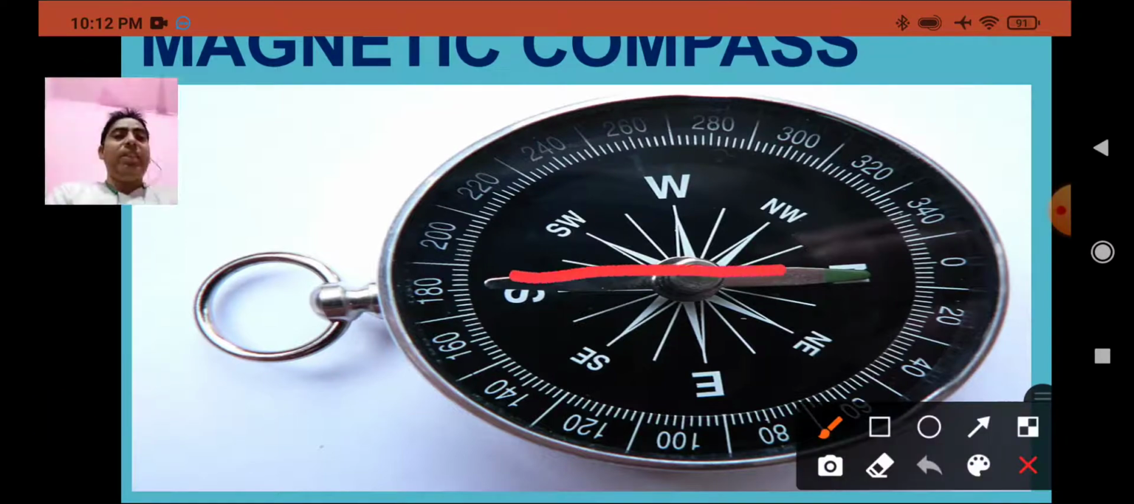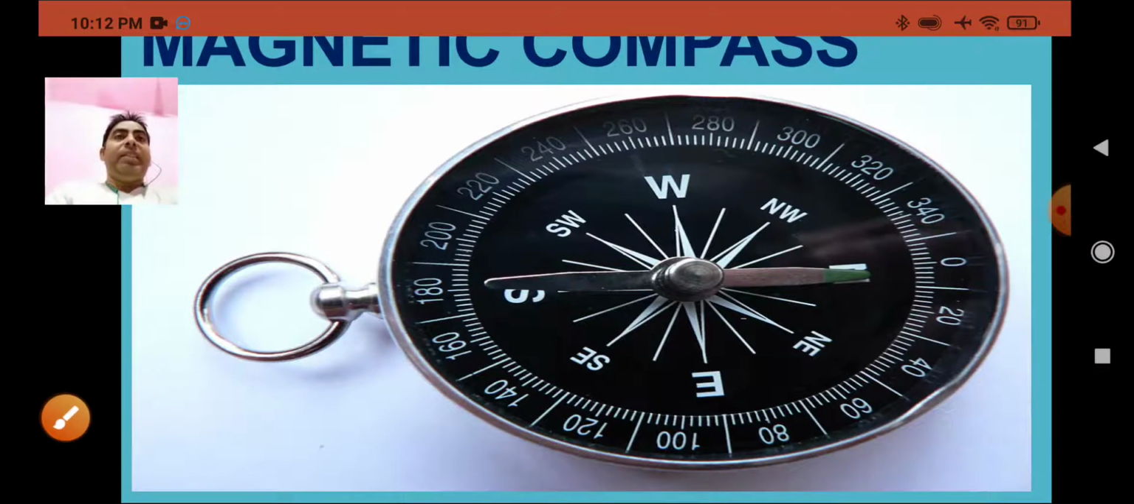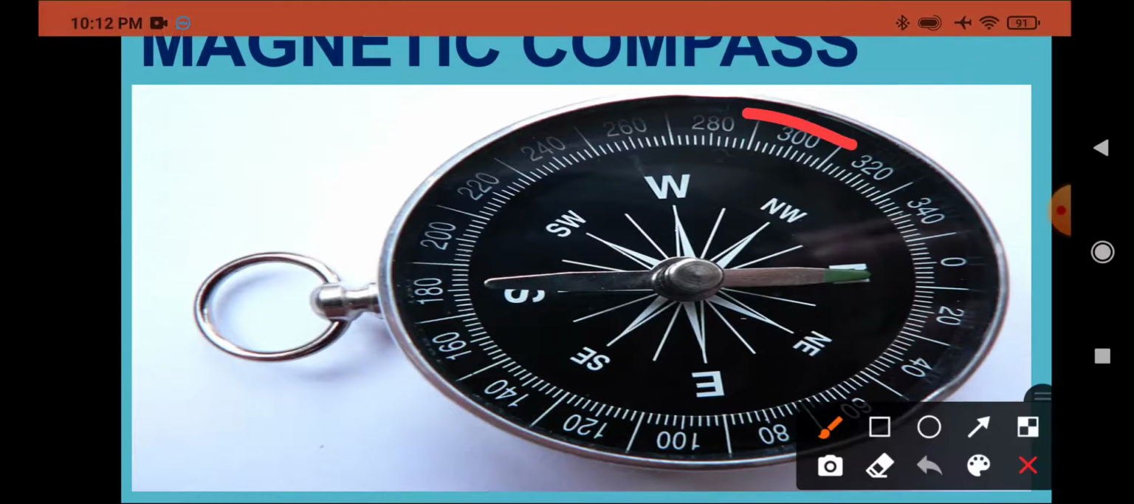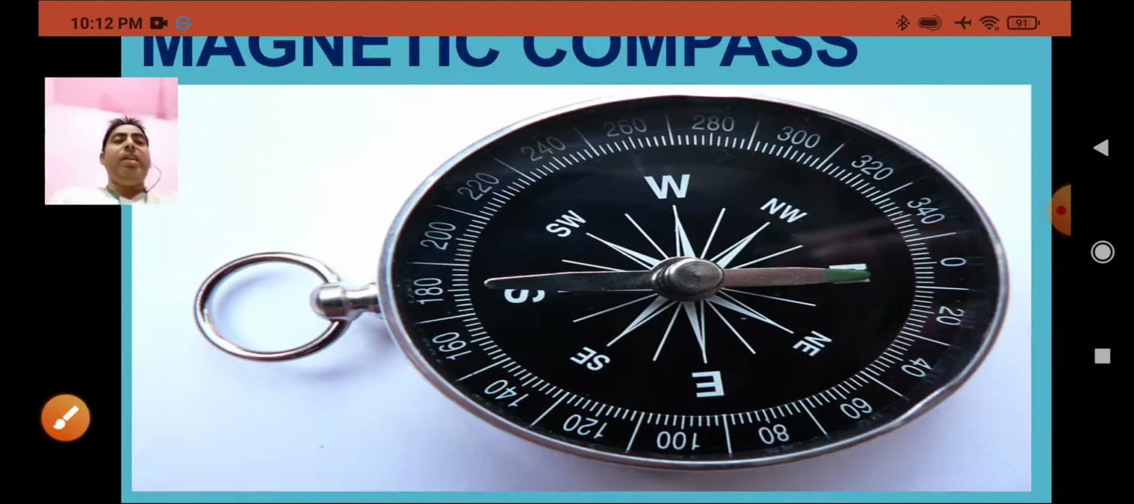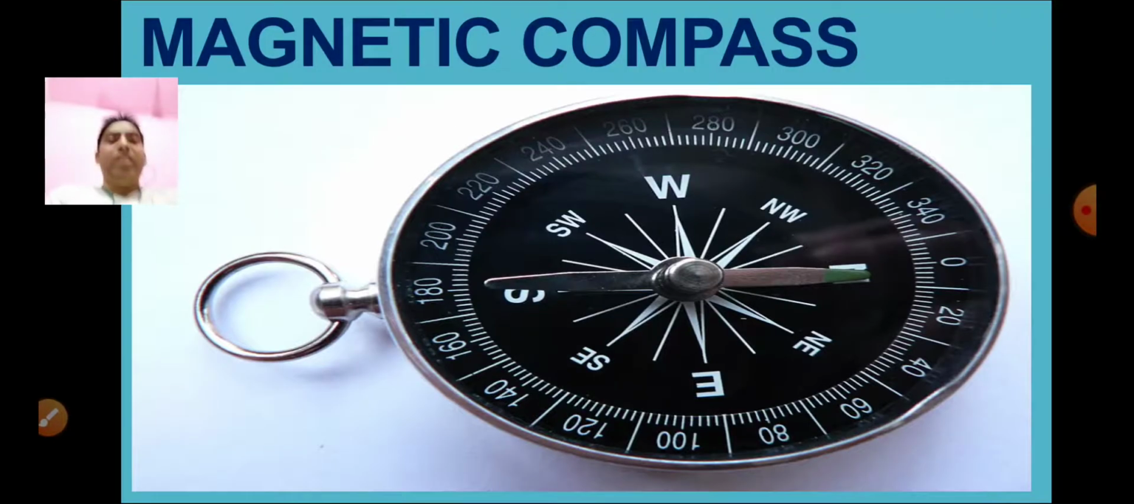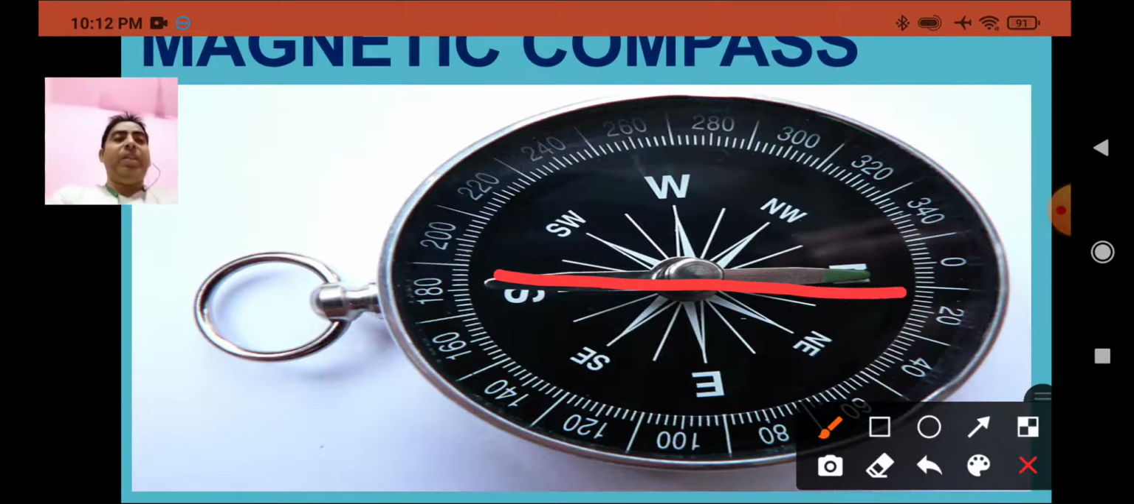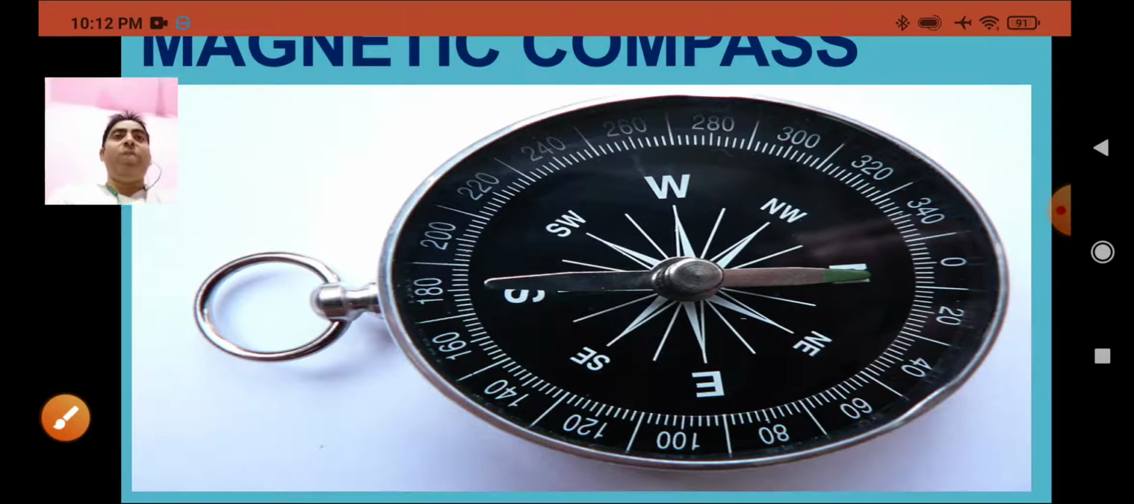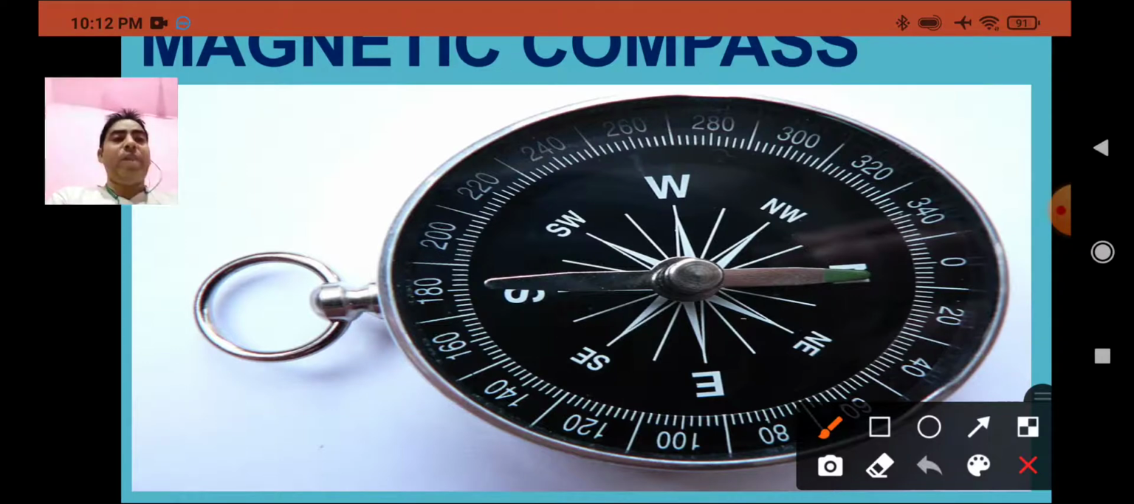It is a small bar magnet, and this small bar magnet is enclosed in a small box having a glass top. This is the small box with a glass top. This one is the needle. It is free to move about its center, and the base of the box is marked with the directions.